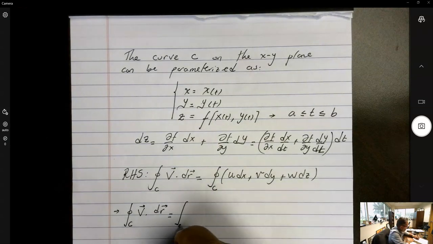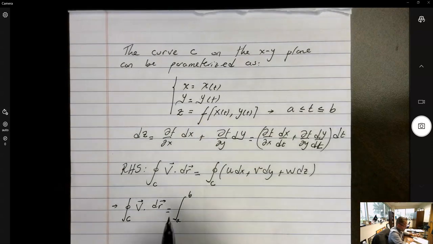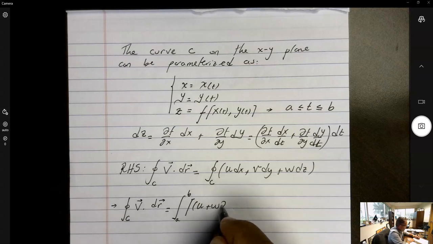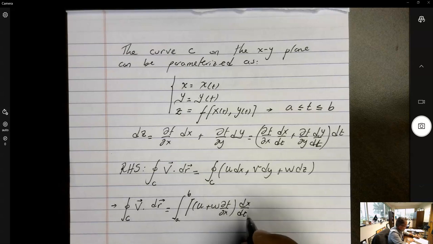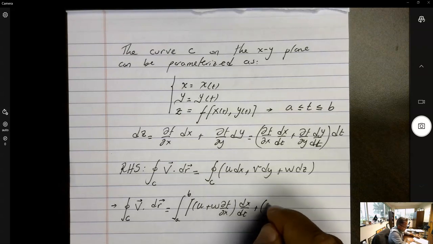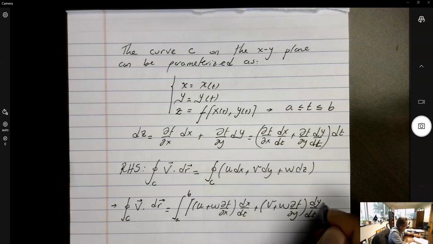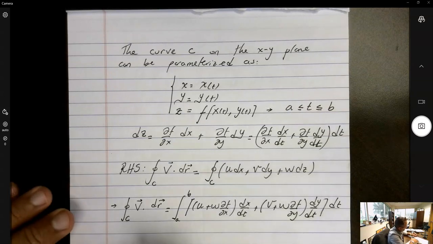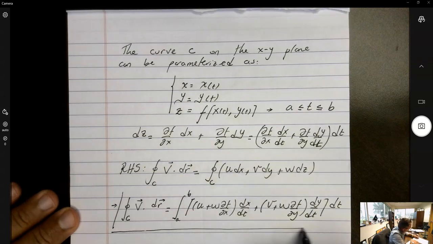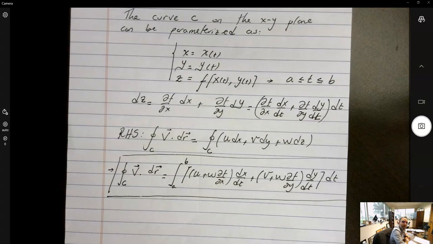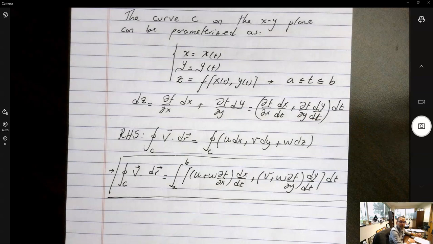the integral from a to b, the limits on the parameter t, of (u plus w df dx) times dx dt plus (v plus w df dy) times dy dt, dt. So it basically becomes an integral of a single parameter t, a one-dimensional integral, if we manage to parameterize x and y into the parameter t.